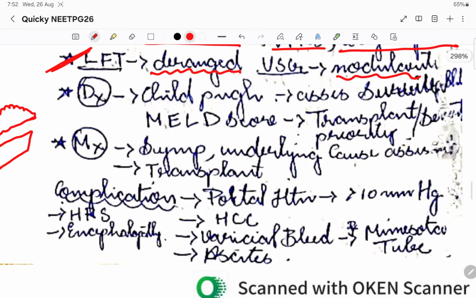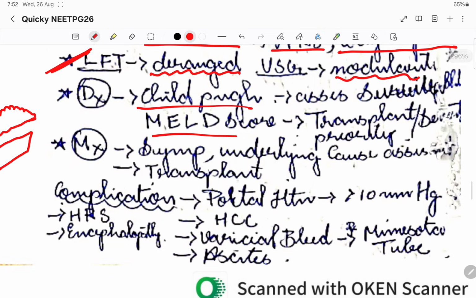How we diagnose is based on Child-Pugh score and MELD score. So this is telling about the severity, and how we should manage the patient. The Child-Pugh score is telling us the severity, and the MELD score tells us whether the patient needs a transplant or not, and where exactly to put them in the transplant list. So please know the difference between these things.